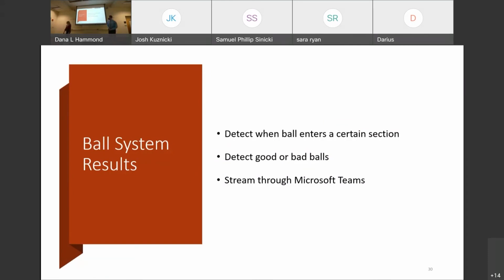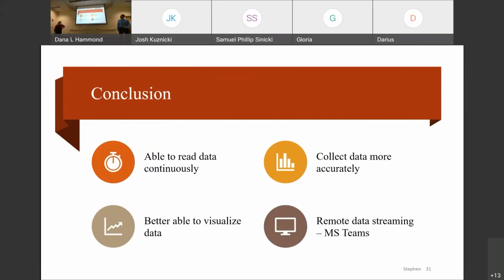Thank you. So after testing both of these systems, here are our final conclusions based off of the project goals that we outlined at the beginning. Both systems are able to read data continuously for several hours without human input, and are able to store this data in a database system for future process control testing.